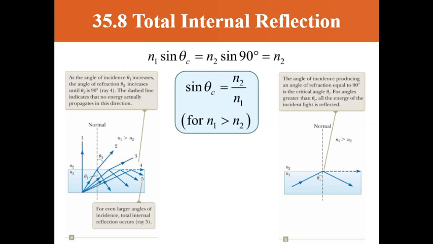And again, this only happens when you're moving from a high index medium to a lower one, since if it was the other way around, light will bend towards the normal, and you will not end up in a situation where light can bend so much as to be perpendicular to the normal.